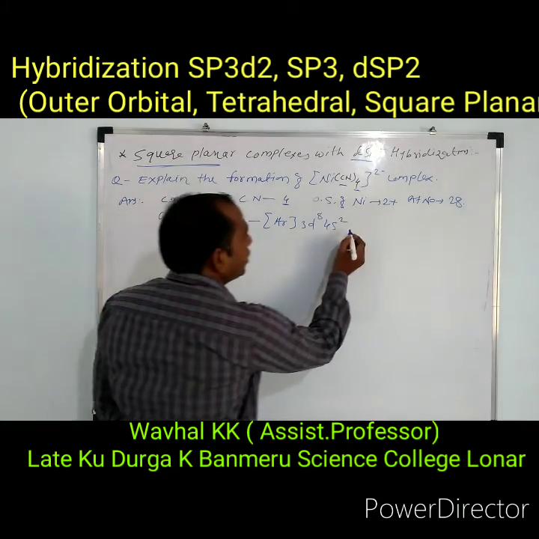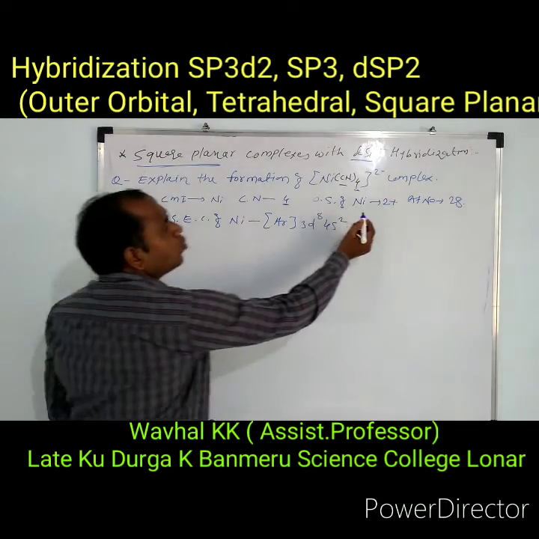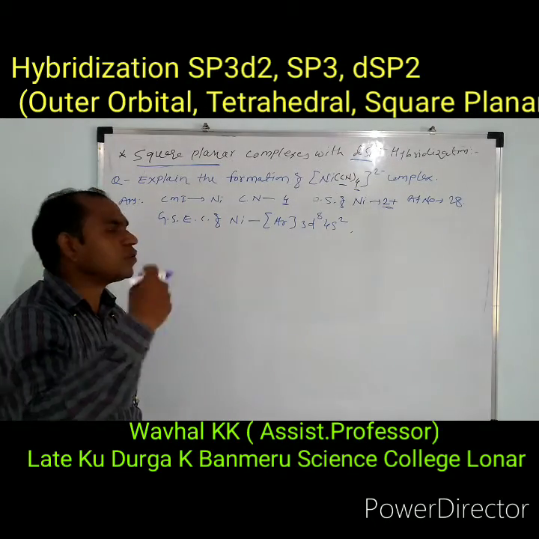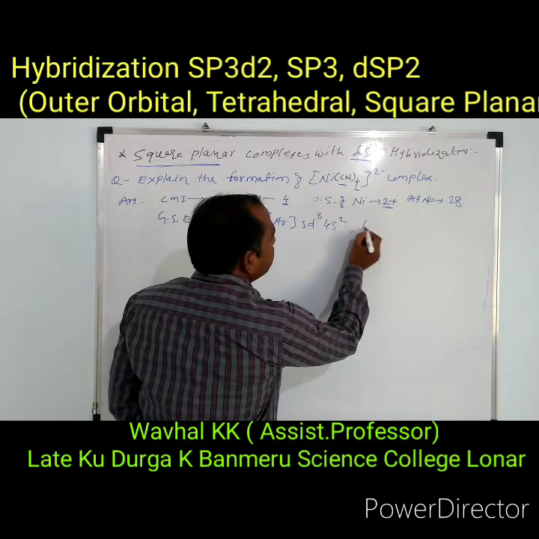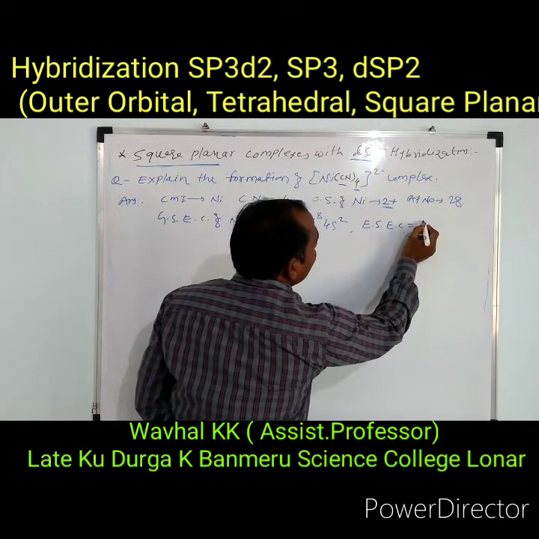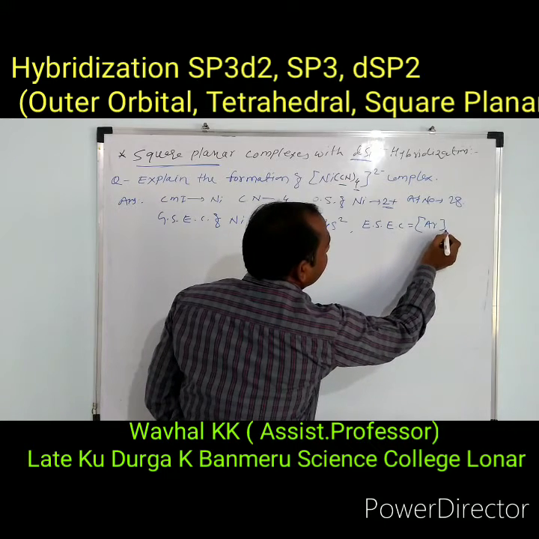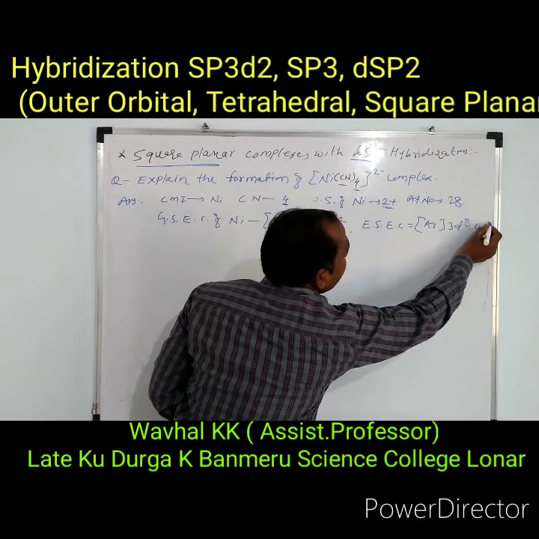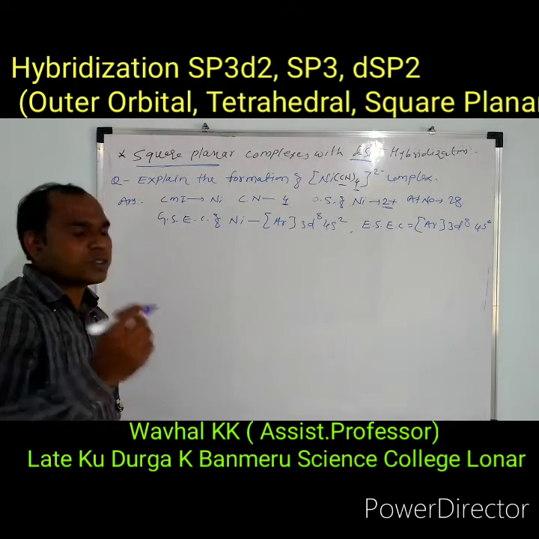Then in the excited state, 2 electrons are removed because the oxidation state of nickel is +2. Then it removes the 2 electrons. The excited state electronic configuration is Ar 3d8 4s0.